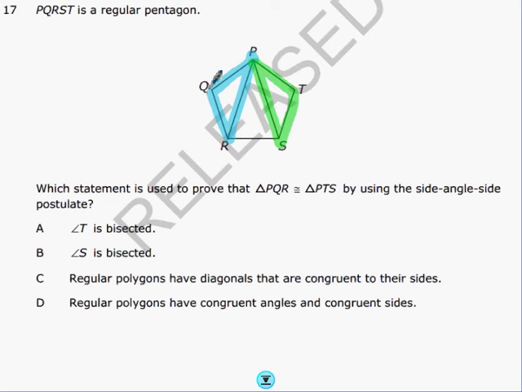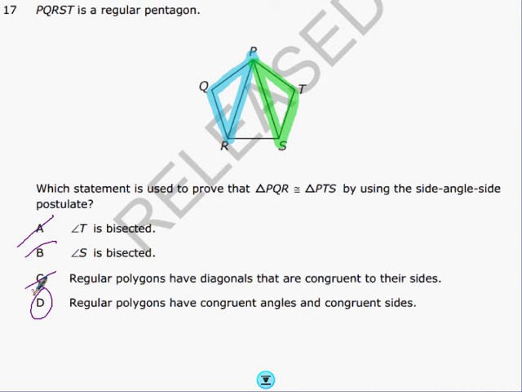I guess we could just look at our options. Angle T is bisected. I look at angle T. It's not bisected. That's clearly wrong. Angle S is bisected. First of all, it might be bisected, but I'm not really sure. It doesn't look like it. I think that's wrong. Regular polygons have diagonals that are congruent to their sides. That's a diagonal. That's a side. They're clearly not congruent. So the answer by elimination is D.